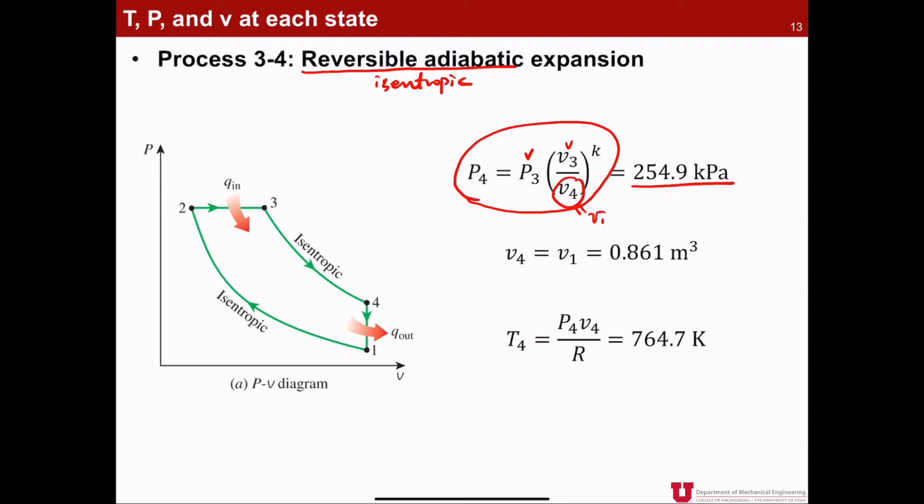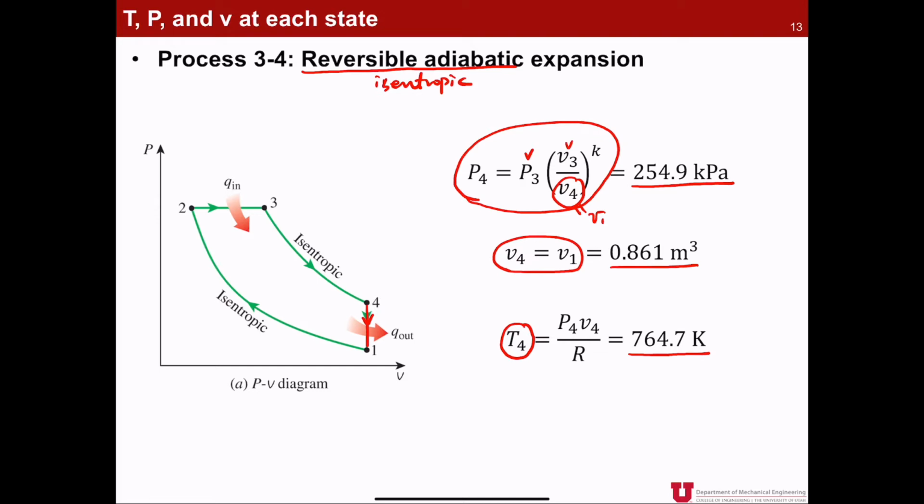So it can be calculated to be 54.9 kilopascal. And in terms of specific volume, in this process the specific volume at 4 should be the same as the specific volume at 1. I already talked about it, right? So by knowing P and V, we can also calculate the temperature at the end of the expansion process, which is around 764.7 Kelvin.